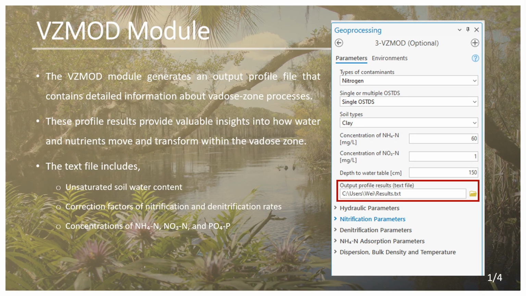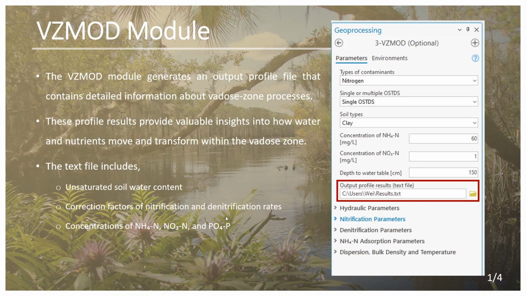Here is the VZMoD GUI. As you can see, when you run VZMoD, you need to specify a name for the output text file. This file contains detailed information about Vadose zone processes, and it helps us understand how water and nutrients move and transform in the Vadose zone. So, if you want to examine what exactly happens in the Vadose zone, this file is extremely useful.